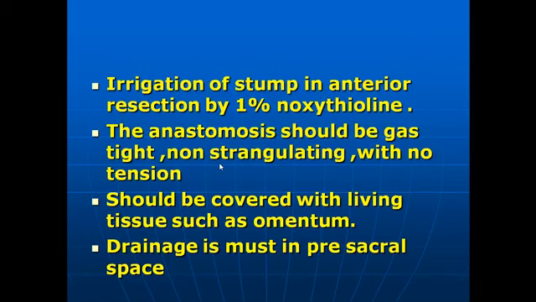The anastomosis should be covered with living tissue such as omentum. It is a common practice after doing an anastomosis; we usually cover it with omentum. Omentum acts as a barrier. Drainage is a must in the presacral space. It's very, very important because after operation there is a chance of development of presacral hematoma. So to prevent this, we must drain the presacral area.